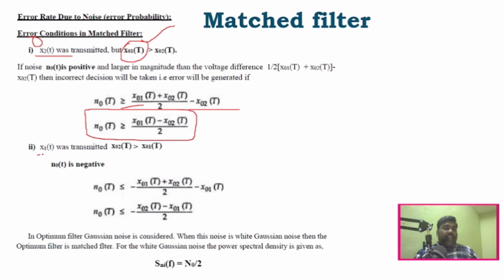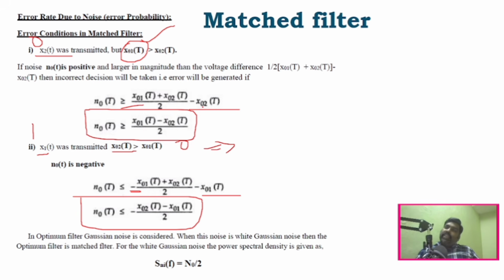So you will obtain this particular expression. And when x1(t) is transmitted, but it takes x02(t), which means you are transmitting binary 1, but it is taking it as binary 0, in that case the noise is negative. n(t) is less than or equal to minus of this decision boundary minus x01(t). So now you obtain this condition. These are the two error conditions, and I already explained what these are: when 1 is transmitted, it will be assumed as 0, and if 0 is transmitted, it will be assumed as 1.